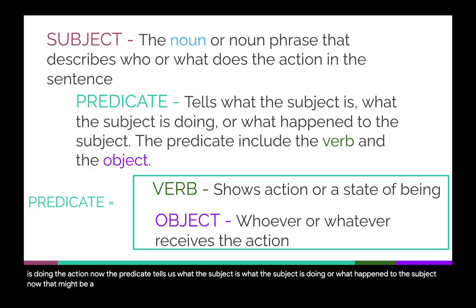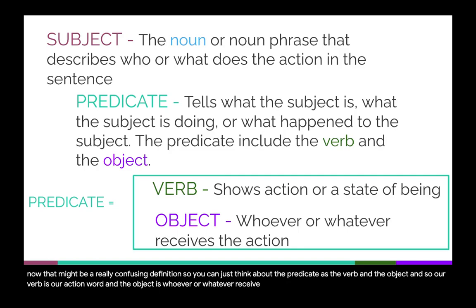Now that might be a really confusing definition, so you can just think about the predicate as the verb and the object. And so our verb is our action word, and the object is whoever or whatever receives the action, the verb.